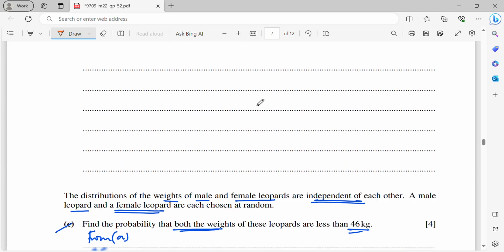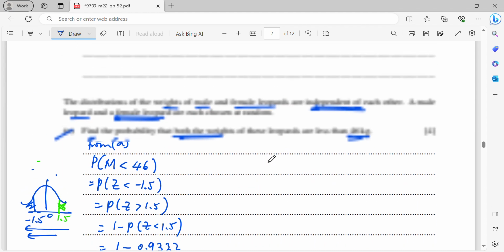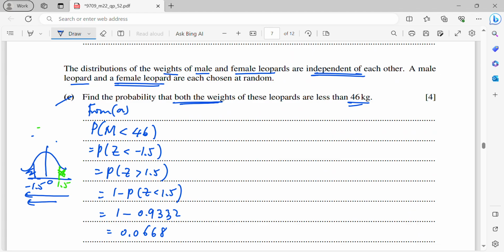Because just now I didn't count the value, otherwise I would just copy from there. So 1 minus 0.9332, and this is going to be 0.0668. This is for male leopard less than 46 kg. And now both the leopards, so we have to consider when female leopard less than 46 kg.